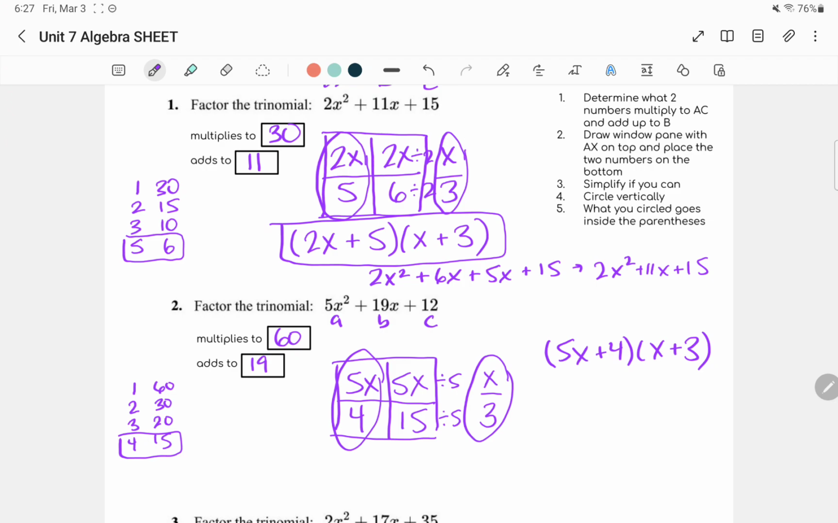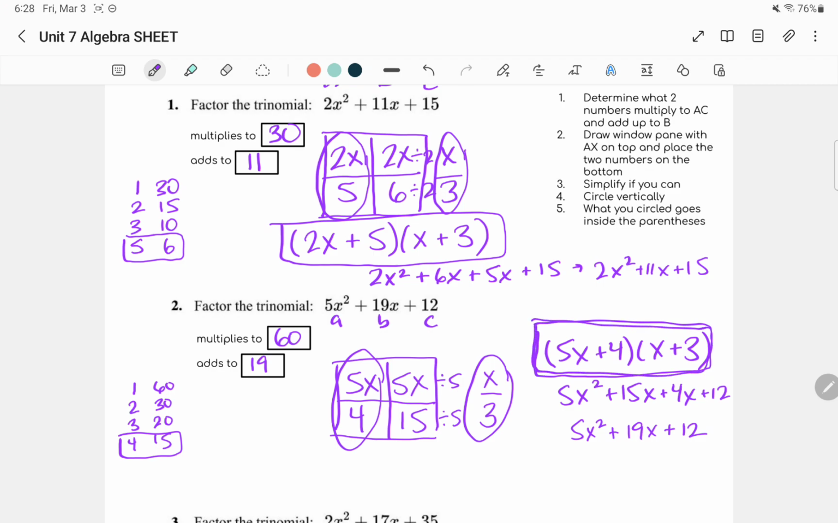And I want you guys to get used to double checking to see if you're right. So let's go ahead and use FOIL to see if we're right. So 5x times x is 5x squared. 5x times 3 is 15x. 4 times x is 4x. And 4 times 3 is 12. So when I simplify this middle, or combine like terms in the middle here, that gives me 19x. So 5x squared plus 19x plus 12, is that my original problem? Yes, it is. So I must be right.